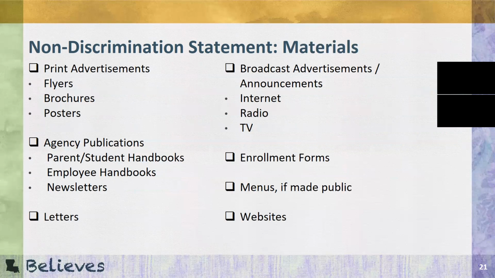The non-discrimination statement is required on any materials that mention the programs to the public. These materials may include advertisements, publications, letters, enrollment forms, broadcasts, CNP websites, etc. Items that do not require the non-discrimination statement to be printed are incentive items such as cups, buttons, magnets, pins, due to the impractical size.